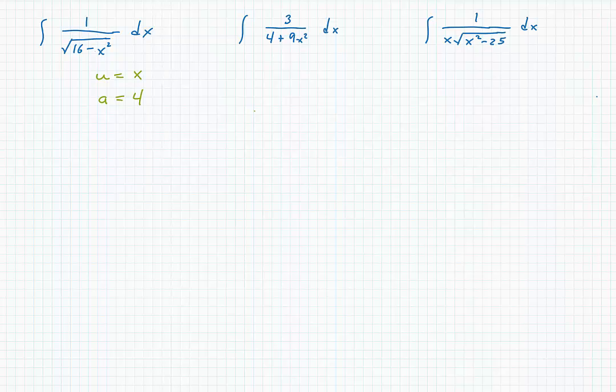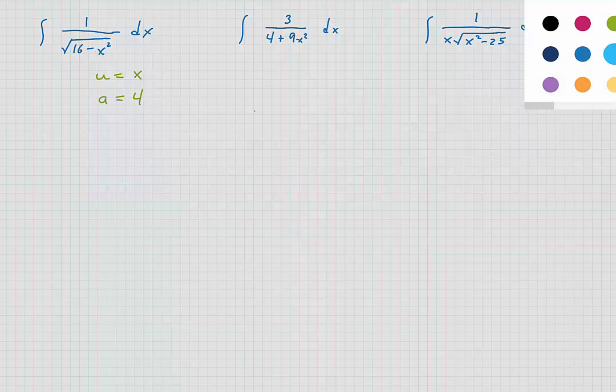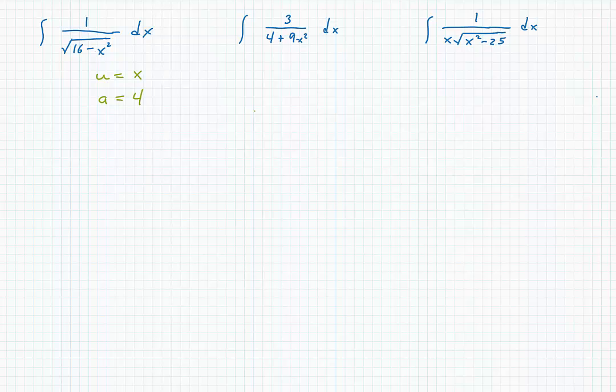So for this one, our form is a squared minus u squared under the square root. That means a must be 4, since 4 squared is 16, and u must be x, since x squared is x squared. So that says that this antiderivative will end up being the arcsine of x over 4 plus c.